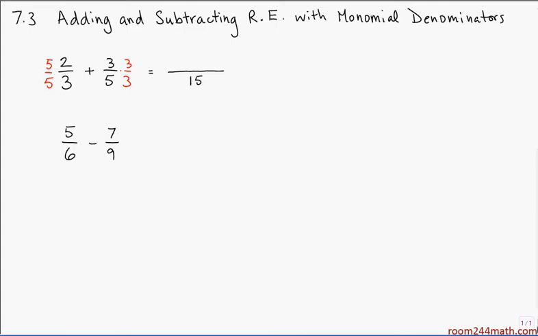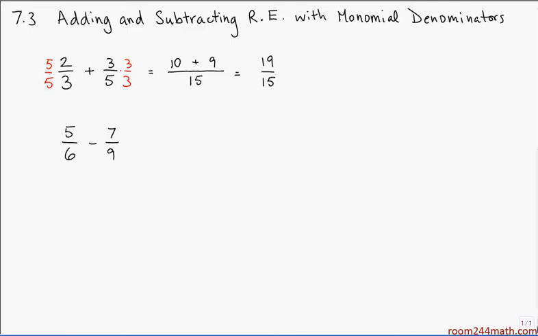So the first numerator would be 5 times 2, which is 10, and the second would be 3 times 3, which is 9, and we end up with 19 over 15. And sometimes we'll be able to simplify at that point because there's a common factor in the numerator or the denominator. In this case, clearly there isn't, and so you're done.